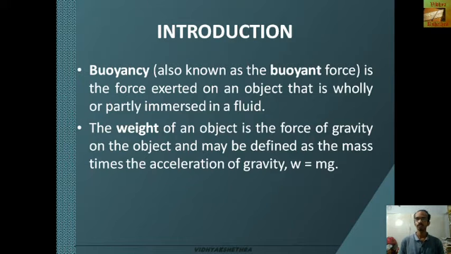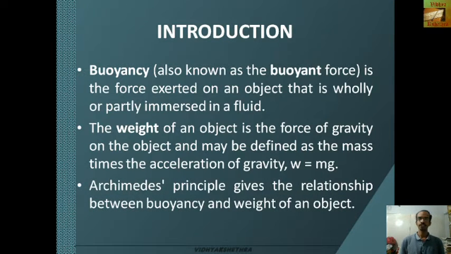The acceleration due to gravity is given by the formula G into M_E, which is the mass of the earth or moon, divided by r squared. Now, Archimedes principle is a relationship between the buoyant force and the weight of an object.